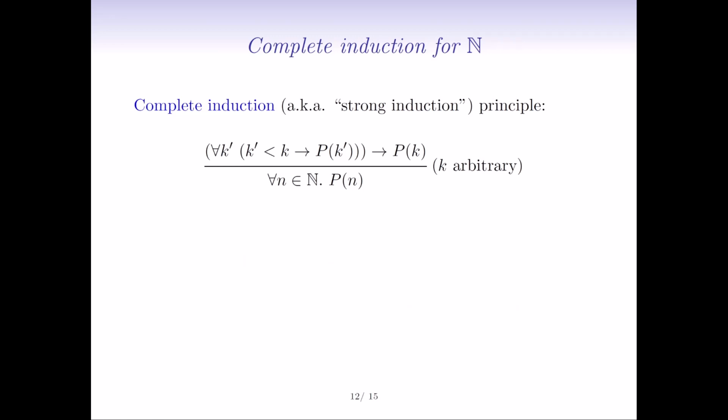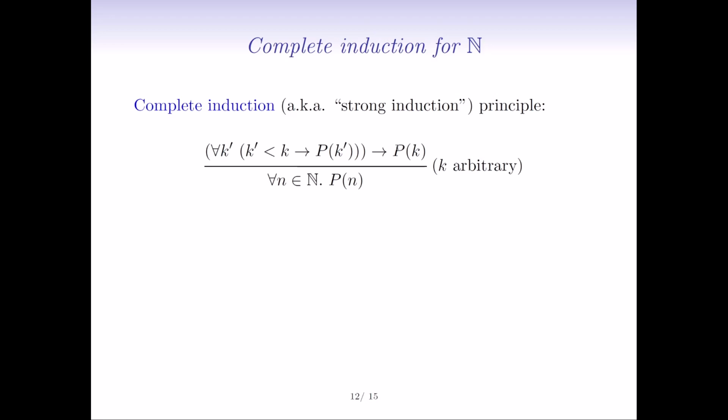So we have to show that P is true of an arbitrary number k, assuming that P is true for all smaller numbers k prime. So our induction hypothesis, if you like, is assuming that P is true of all k prime that are smaller than k. And then assuming that, we have to show that P is true of k, and then the conclusion is that P is true of all natural numbers.